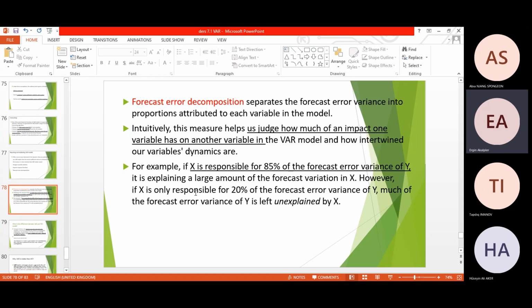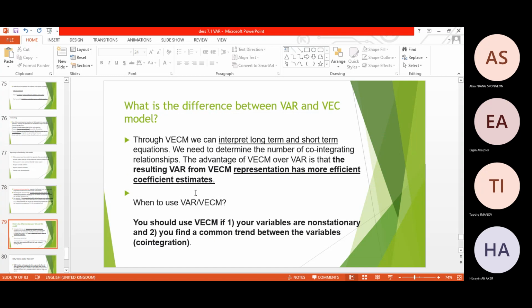For example, if X is responsible for 85% of the forecast error variance of Y, it is explaining a large amount of the forecast variation in Y. However, if X is only responsible for 20% of the forecast error variance of Y, much of the forecast error variance of Y is left unexplained by X.